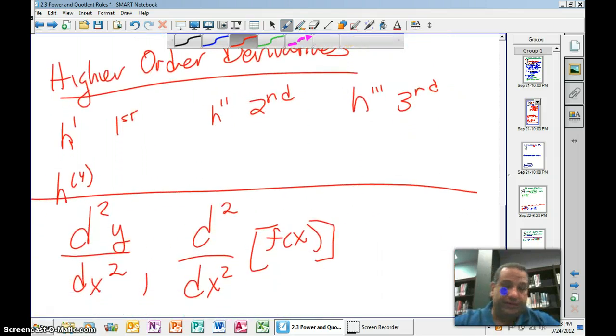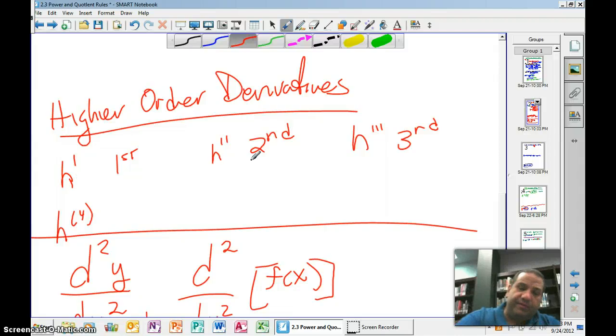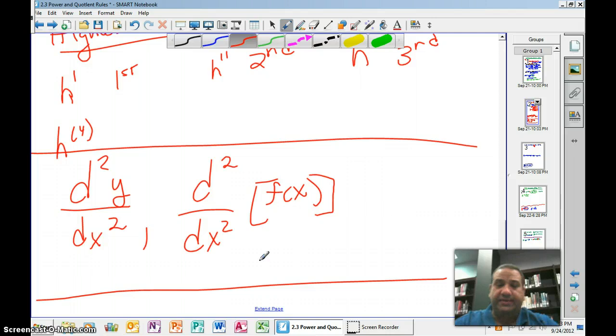Higher order derivatives. This would be the first derivative, second derivative, third derivative. So if we're taking higher order derivatives, we have to take derivative after derivative after derivative, right? And this is what they look like. After 3, they just start putting numbers in parentheses. That's it. Here it is. Other ways, you always see 2. I haven't seen many 3s, especially on AP exams, but they exist.